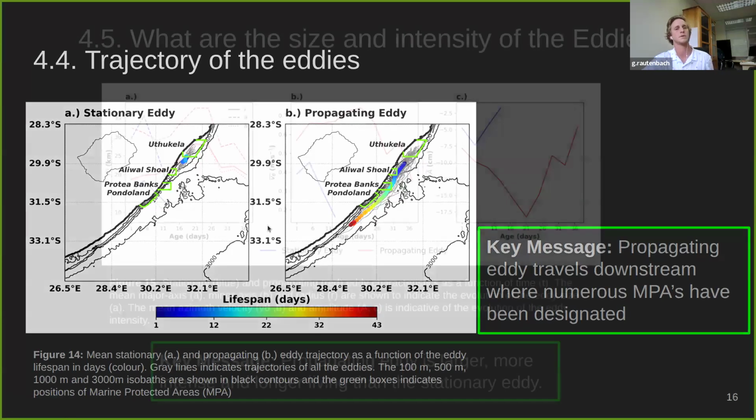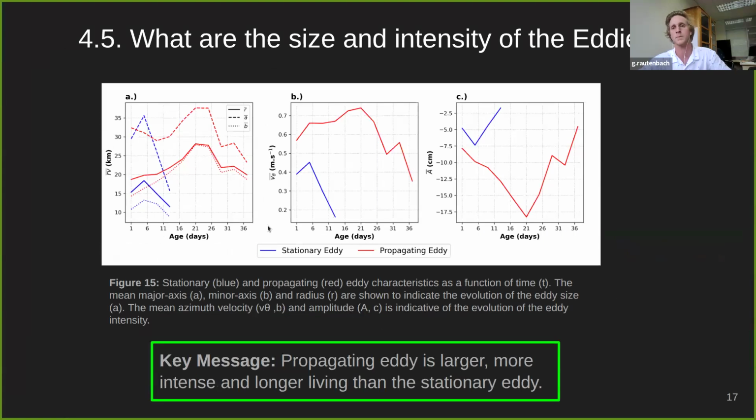What is really cool about the eddy detection algorithm is that we can extract quite important parameters of the eddies. Here I'm showing the mean radius on the left, the mean azimuth velocity in the center, which is just the circulation around the eddy, and then the mean amplitude on the right. These are all plotted as a function of time, so how each evolves over time.